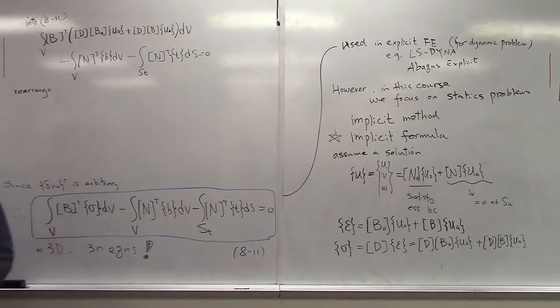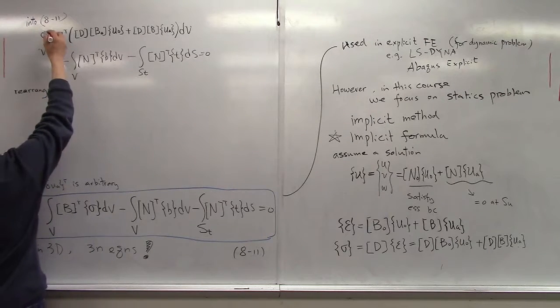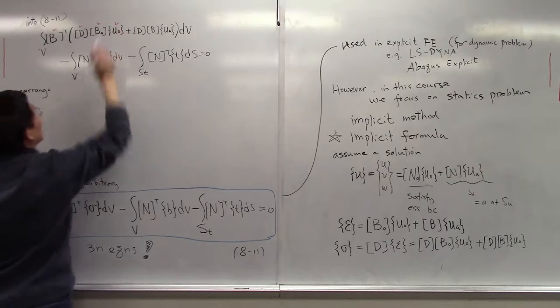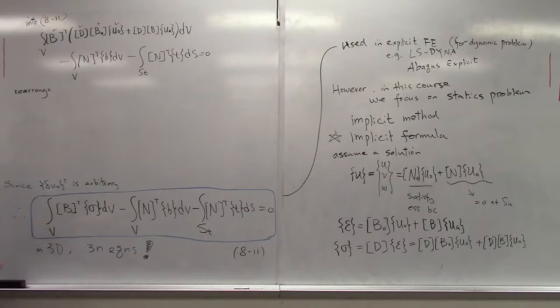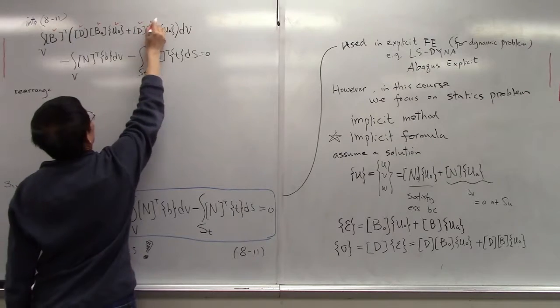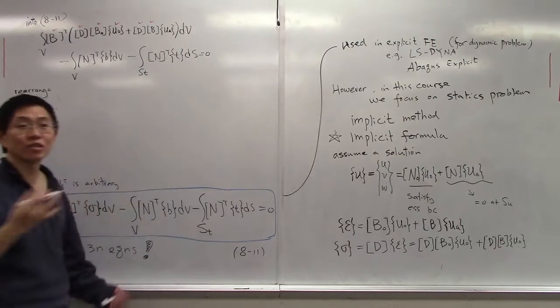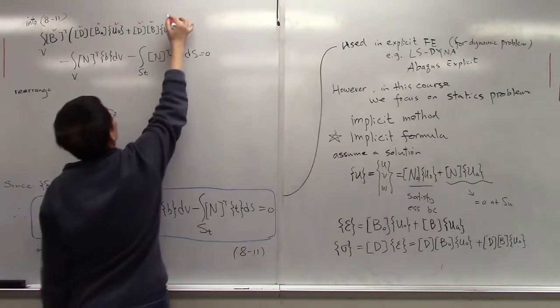So let's do that. Let's use a red pen. This is known. This is known. This is known. That is the prescribed displacement, which means it's known. So that's known. This guy, the nodal displacement, that's what we want to solve, right? So this is not known.